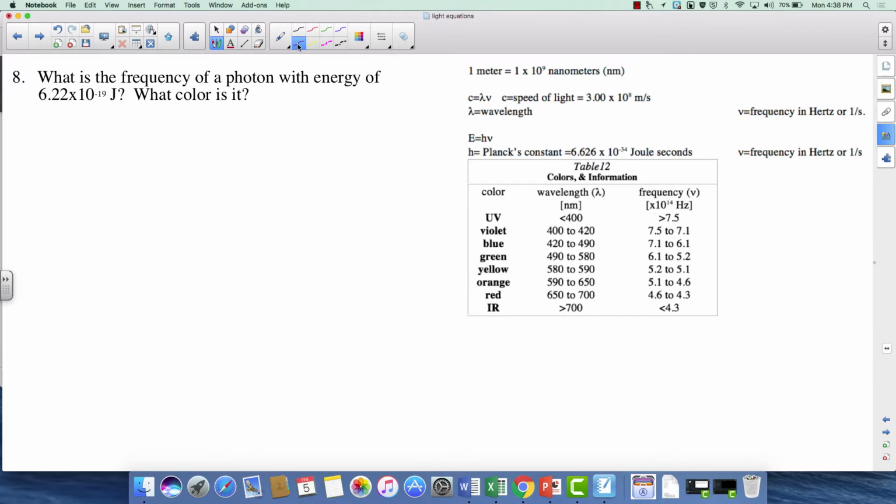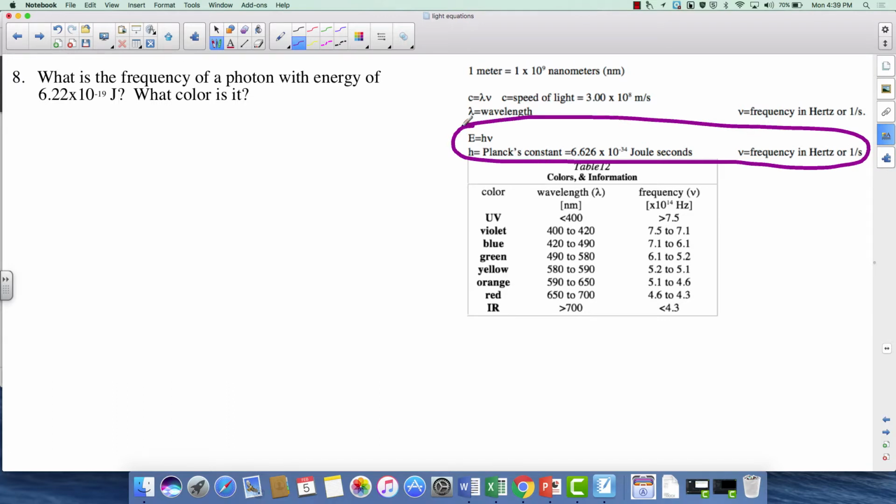This problem asks us to find the frequency given an energy. We have to look for the equation that ties together energy and frequency, and it is this equation right here. This time we're given the energy, so 6.22 times 10 to the negative 19th joules is equal to Planck's constant, h, times the frequency, v.